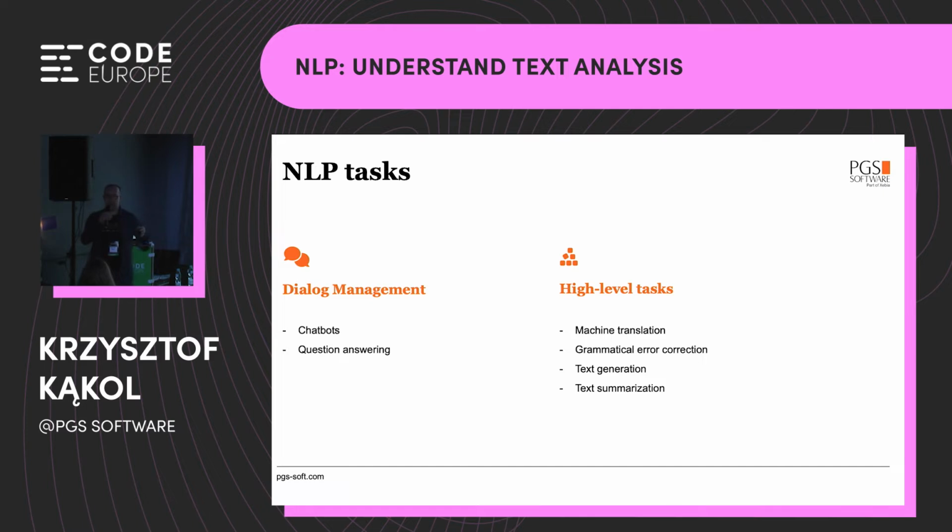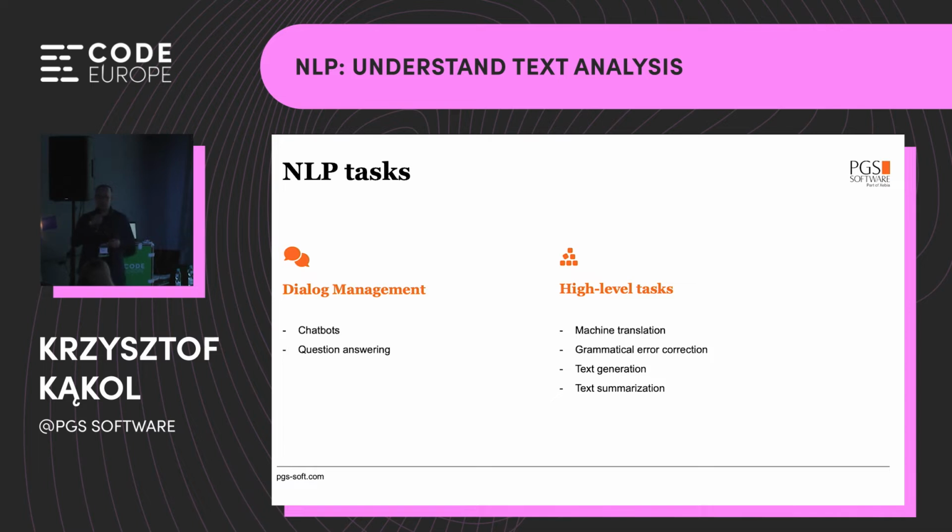Then you have some high-level tasks for NLP. First of all, on the left-hand side, you have something called dialogue management, which I mentioned before. It's connected with chatbots. It's connected also with question answering tools, these kinds of super complex things. And some tools that you probably use every day, sometimes without even knowing it, like machine translation, all of us use it. Grammatical error correction, you have it in any text editor. You have some other tools for that.